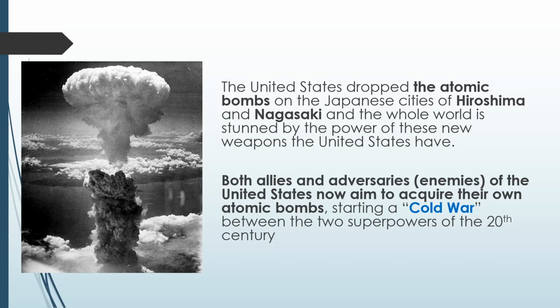And what this started was a want and desire for both allies of the United States, but also adversaries, enemies of the United States, to acquire their own atomic bombs, to figure out how to make them. And particularly, Truman dropped the bombs on Japan to show the Soviet Union what kind of power the United States had, as Truman knew that after World War II was over, the Soviets, being a communist country, would likely take aggressive actions in Europe to spread communism. And that's exactly what's going to happen.